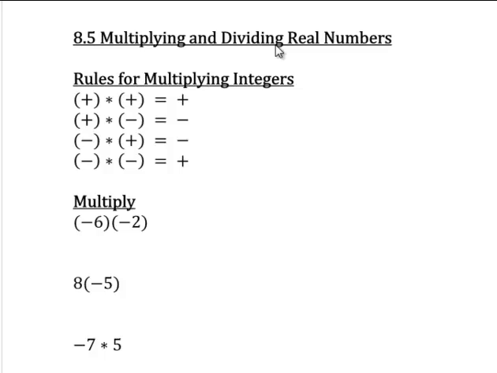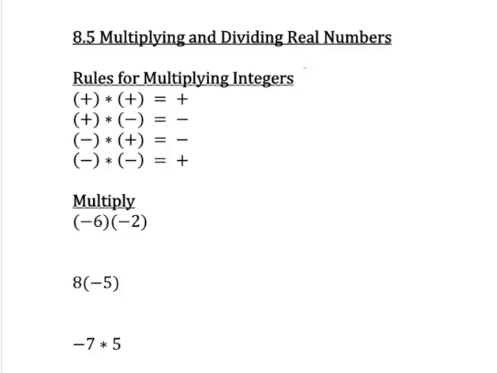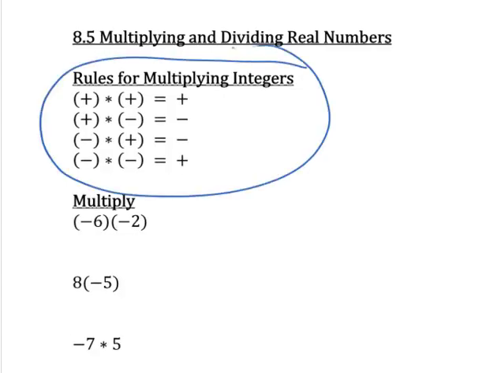Section 8.5 is multiplying and dividing real numbers. So again, we're not just dealing with positive numbers here, we're dealing with both positive and negative numbers. And right here in this little piece, I have the rules for multiplying integers or multiplying real numbers.